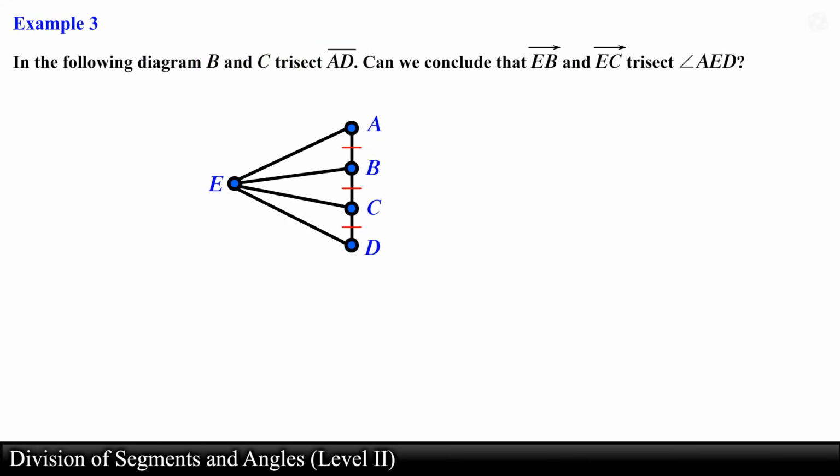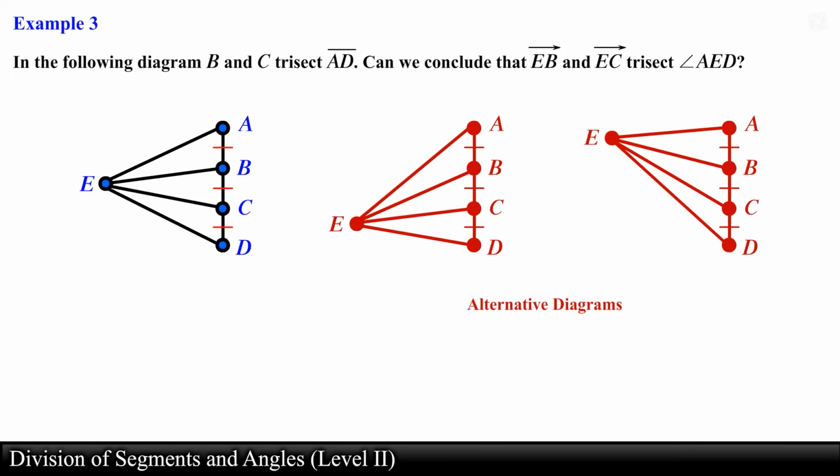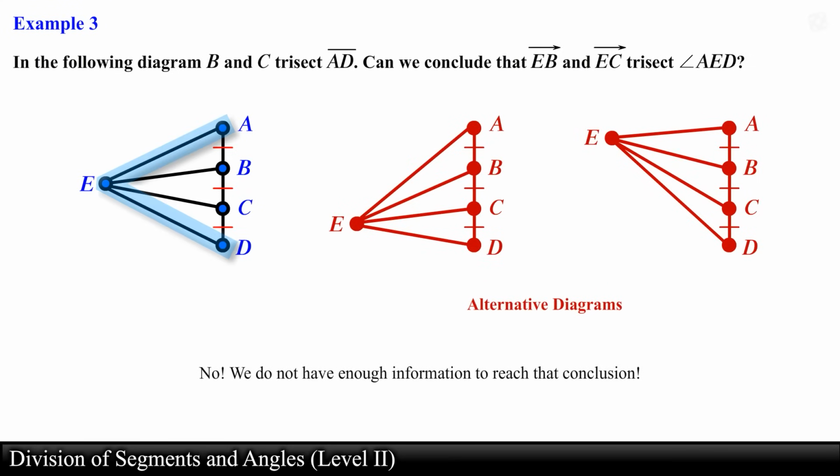Notice that it is true that segment AB is congruent to both segment BC and CD, but the fact that segment AD has been trisected does not mean that angle AED has also been trisected.